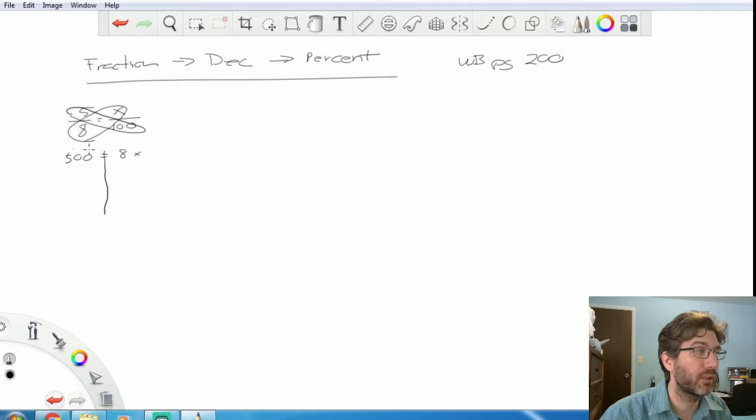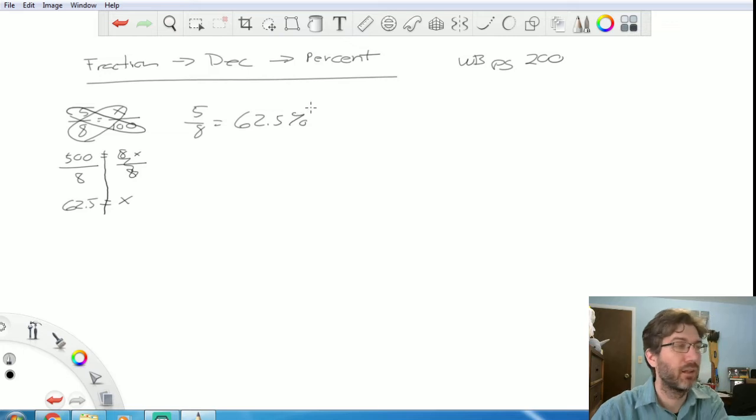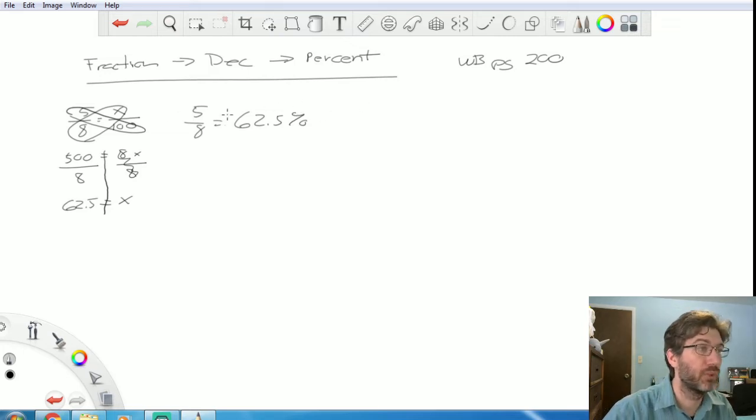But here we're solving for x, so we're going to divide by 8 on this side, get x by itself, divide by 8 on this side. This is going to cancel, leave you with x, and this is going to give you 62.5. And so 5/8 is equal to 62.5%. Once you get the percent, you can easily make the decimal like we did on Monday or Tuesday and move your decimal point out.